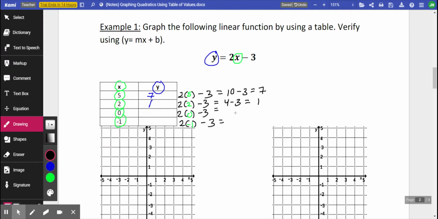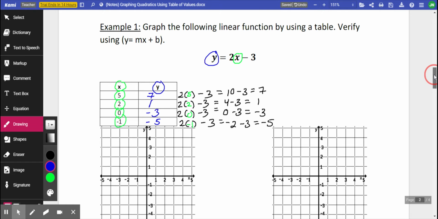We do it again. 2 times 0 will give me 0. We subtract 3, so that'll give me negative 3. So my third value will be negative 3. And then finally, we plug in negative 1. We get negative 2 minus 3. They're both negative, so we have to add them up. The sign stays the same, so the answer will be negative 5. Then my last value would be negative 5. So that's it. That's the hard part.